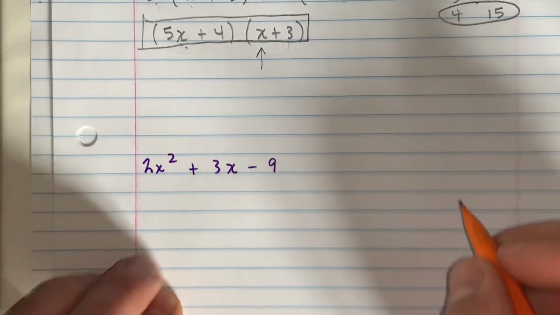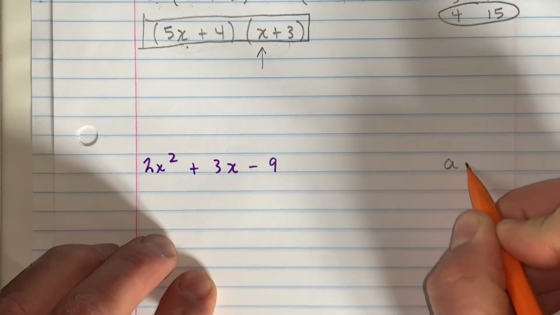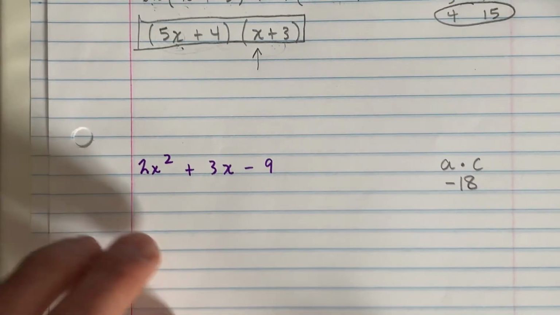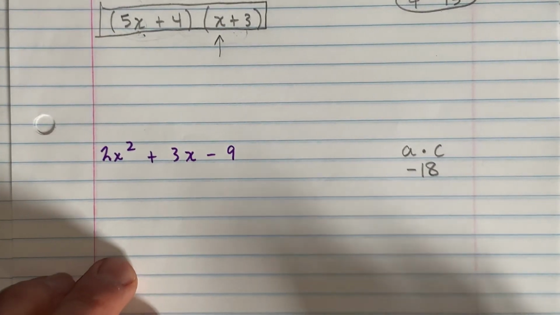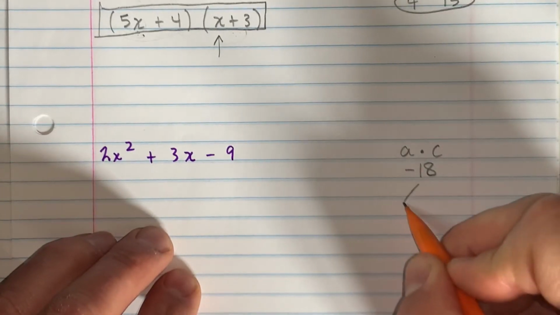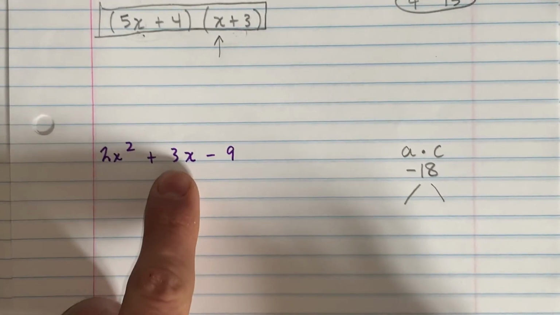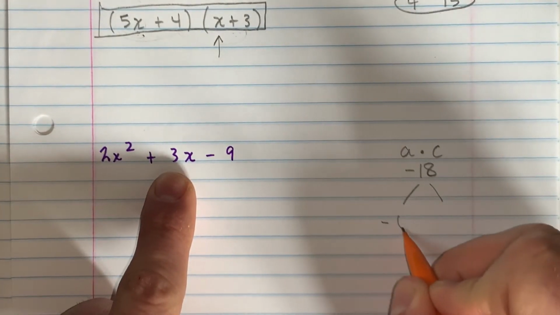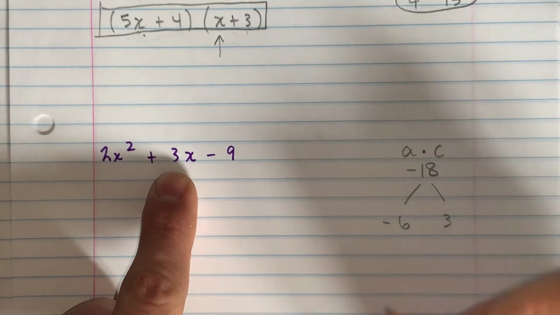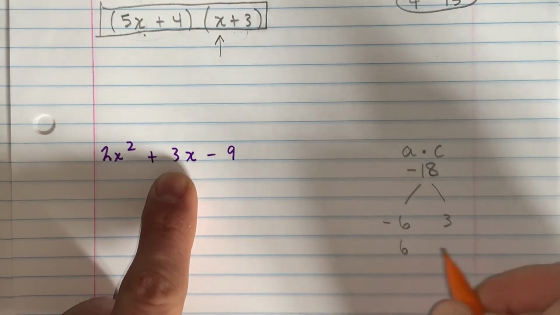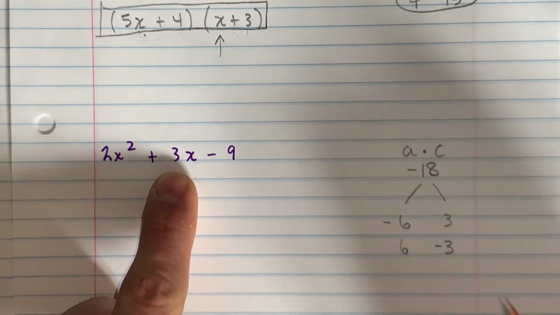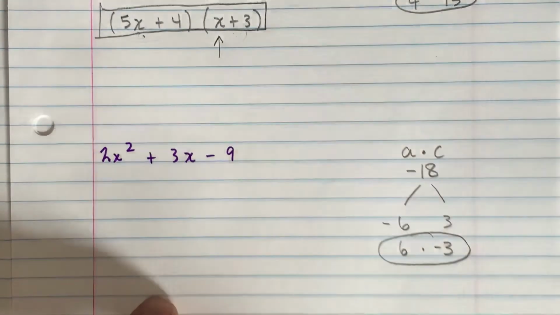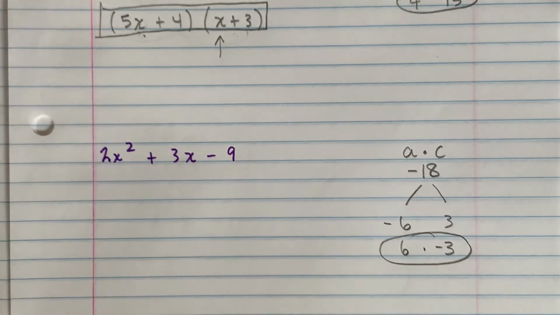A multiplied by C would be -18. All right. And the numbers that multiplied in -18, that would give us a +3. -6 and 3. Nope, that would give us -3, +6, and -3. That would be what we'd want, right? Because that would multiply to give us -18. It would add up to +3.